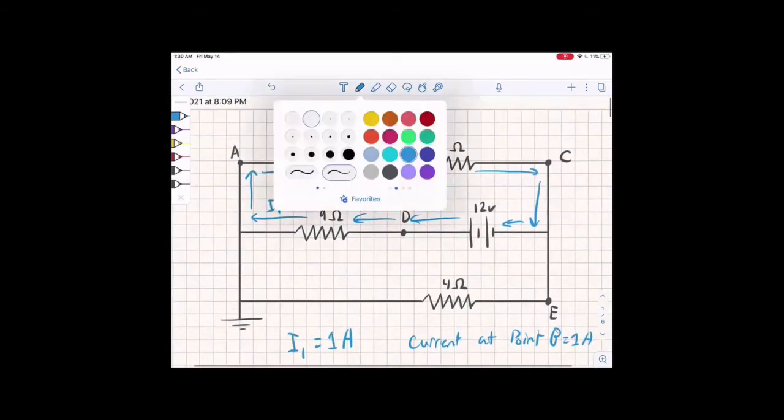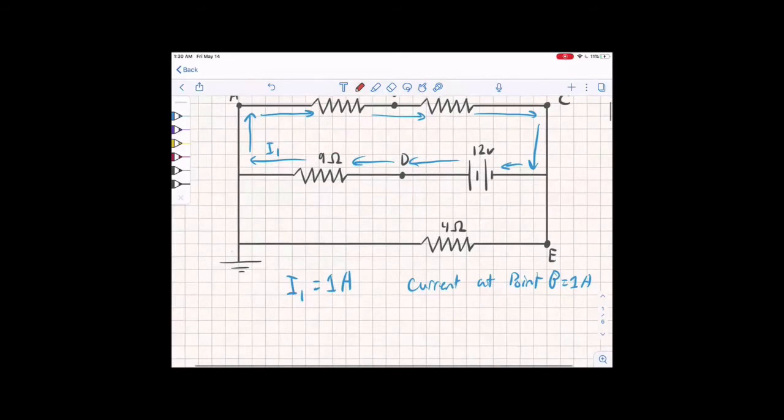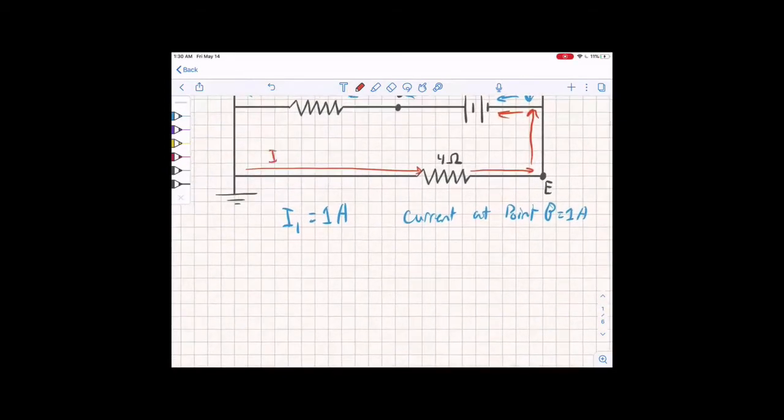Now moving on, part B asks what the current is at point E. Point E is going to be a different current that's going to come across here, here, here, and here. So this is going to be current 2.